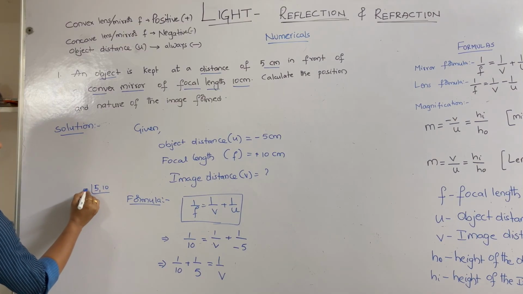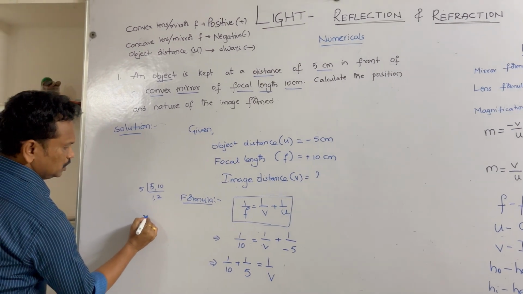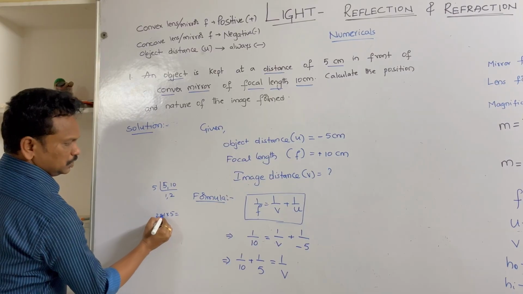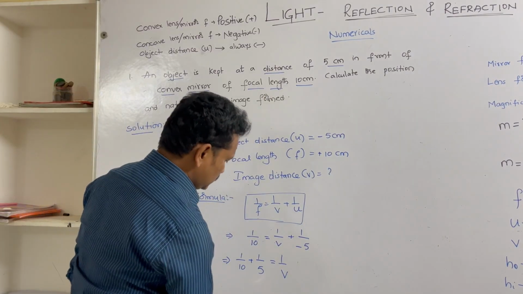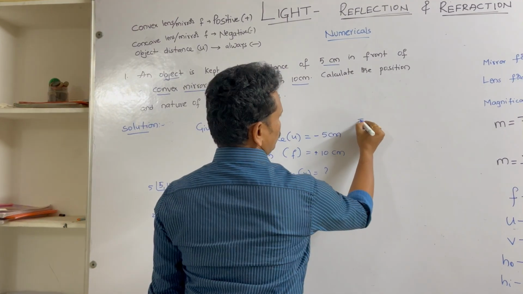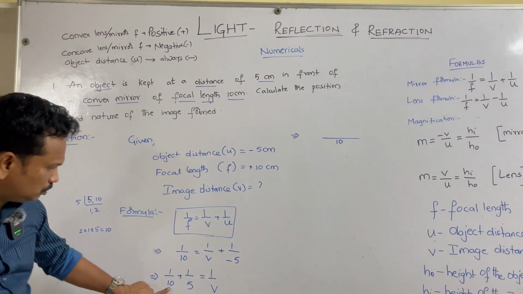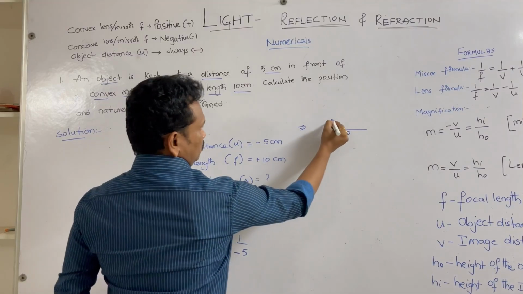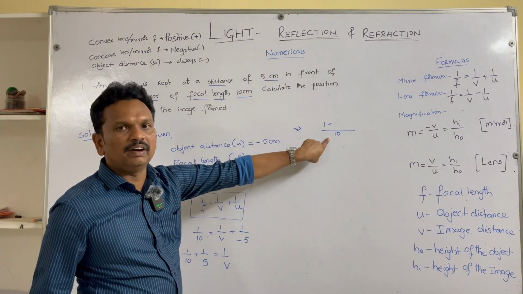So 5 table, 5 1s are 5, 5 2s are 10. Then finally 2 into 1 into 5, 2 into 1, 2, 2 5s, 10. So the LCM is 10. Now 10 and 10, how many times? 1 time. Plus here 5 and 10, 5 2 times.